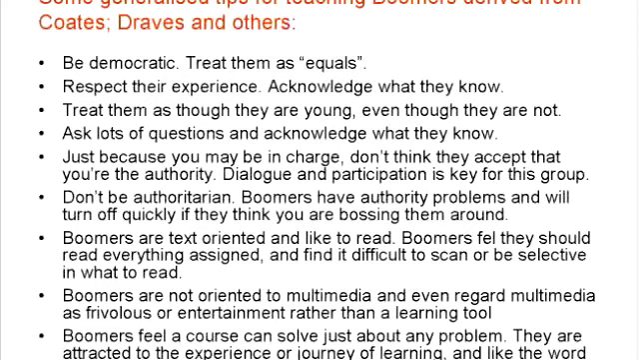Some generalized tips for teaching boomers derived from Coates, Draves and others were things like being democratic, treat them as equals, respect their experience, acknowledge what they know, treat them as though they were young, even though they're not, and ask lots of questions. Just because you may be in charge, don't think that they accept that you're in authority. Dialogue and participation is a key to this group. Don't be authoritarian. Boomers have authority problems and will turn off quickly if they think you're bossing them around.